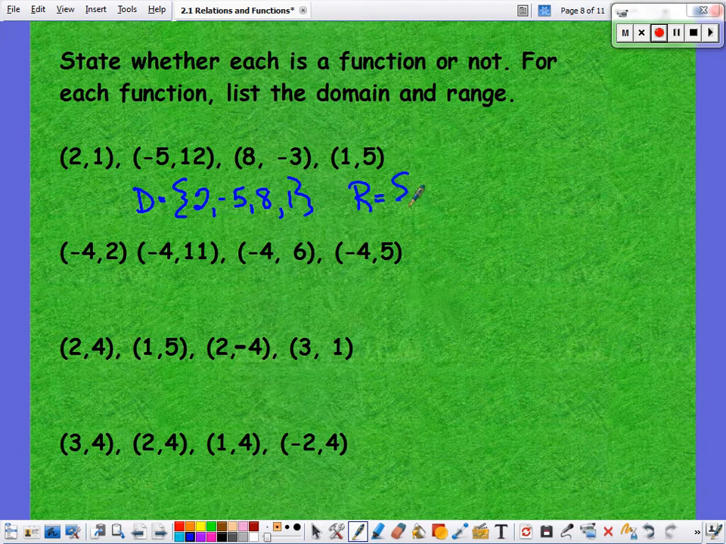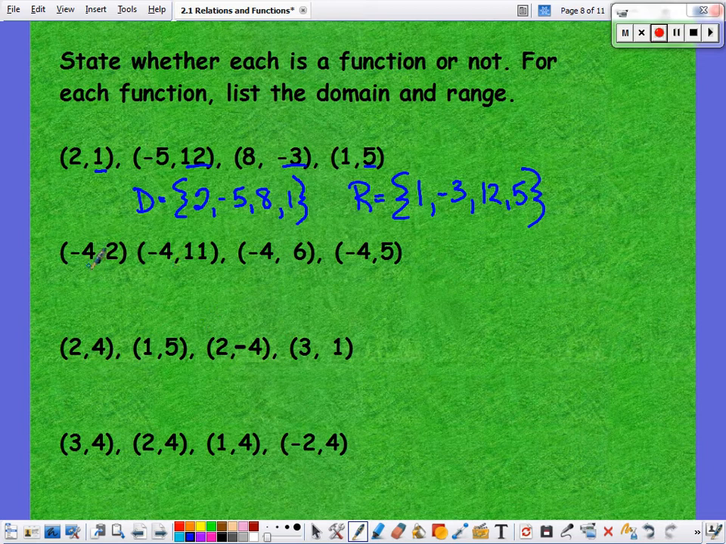What's the range? Ooh, that was ugly. Let me rewrite that. There we go. And then our range are our y values: 1, -3, 12, and 5. Okay, there you go. We'll be doing the same thing. I'm not just concerned with the domain and range. We already did that. Let's just talk about if these are functions or not.